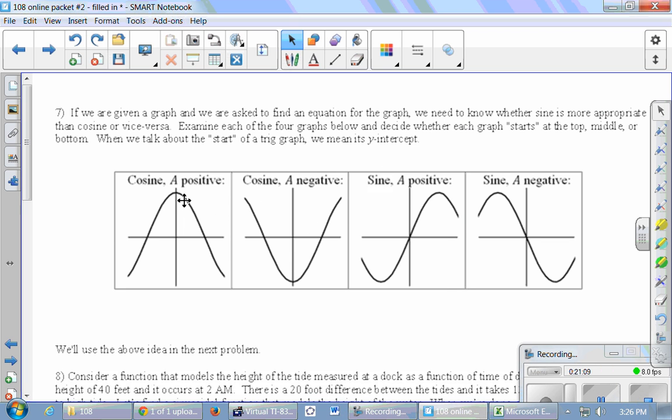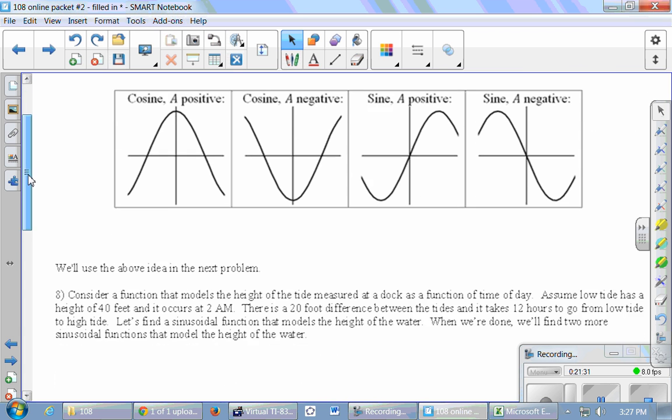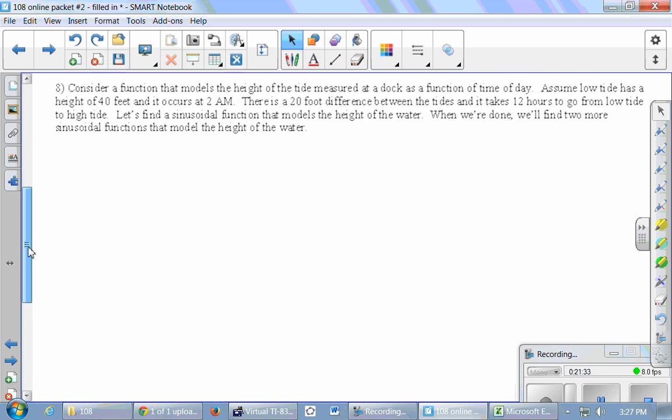Suffice to say that if you have a graph that starts at the top, then cosine seems like a good choice. If your graph starts at the bottom, then negative cosine, the a should be negative there, is appropriate. If you start in the middle, then you need to know more. Are you going up or are you going down? If you're going up, then you're assigned with a positive a. If you're going down, you're assigned with a negative a. Let's use that above idea in this next problem.